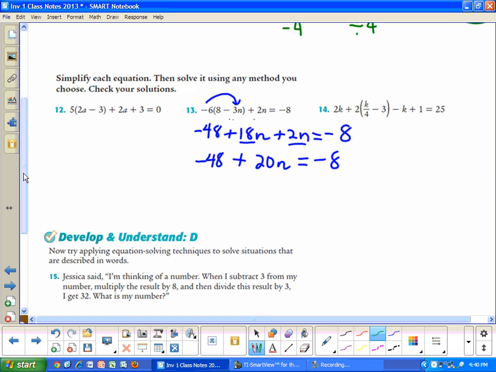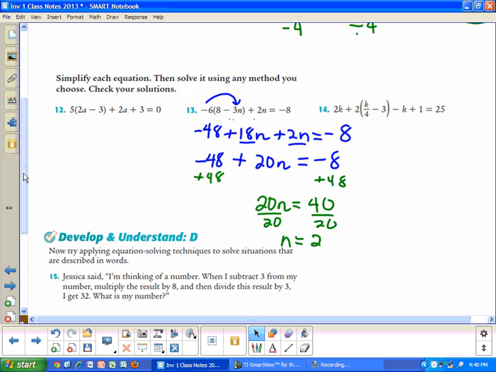I'd like to get rid of this 48 here. I'm going to add 48 to both sides. That makes that 0 plus 20n is 20n. And negative 8 plus 48 is 40. Now I can just divide both sides by 20 to get n equals 2. All right, and then you'd certainly want to check that to make sure that's good.